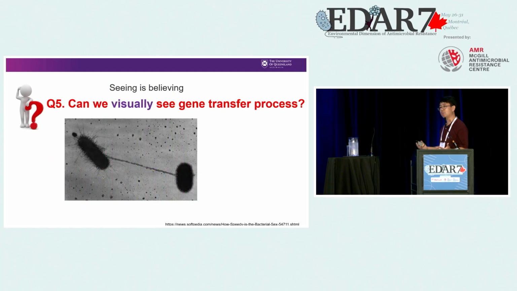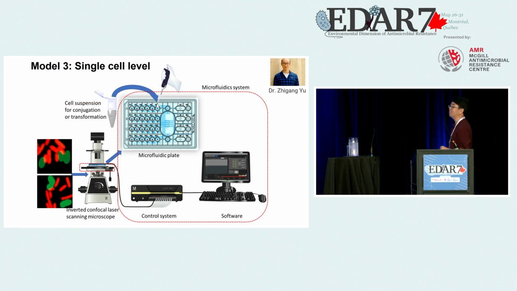Okay, so this is what we did. We developed conjugation and transformation models to confirm that some drugs, though not antibiotics, can promote gene transfer. But for a microbiology experiment, you will be challenging me: seeing is believing. Do you have evidence to show that process? Can we visualize that process? One of the PhD students developed a new platform. We integrate a microfluidic system and use fluorescent bacteria, then put it under a confocal microscope. We want to monitor that process in real time.